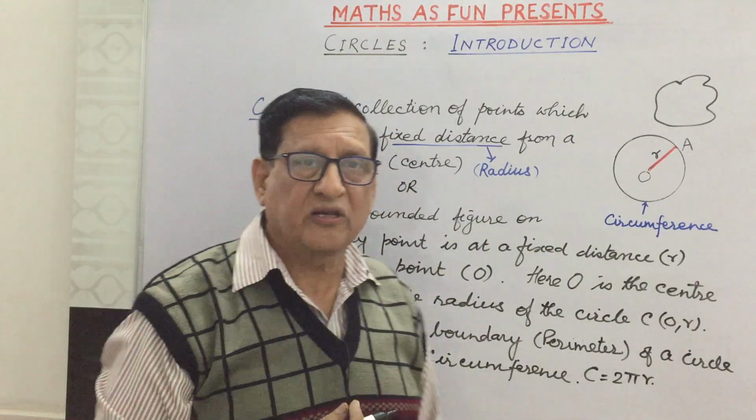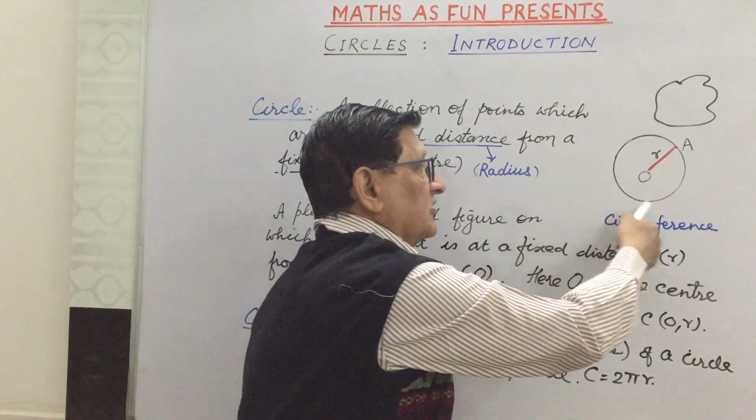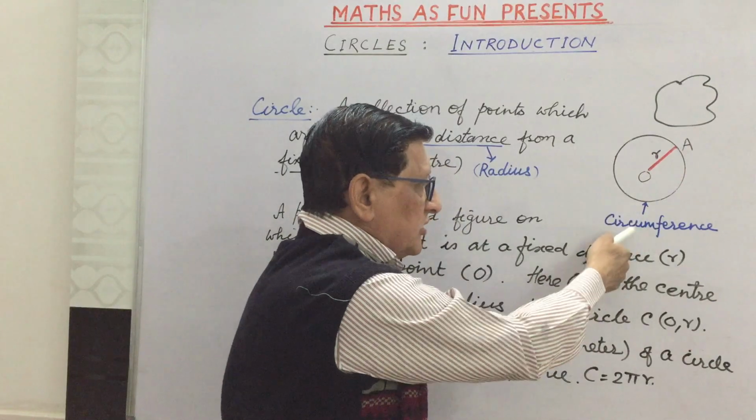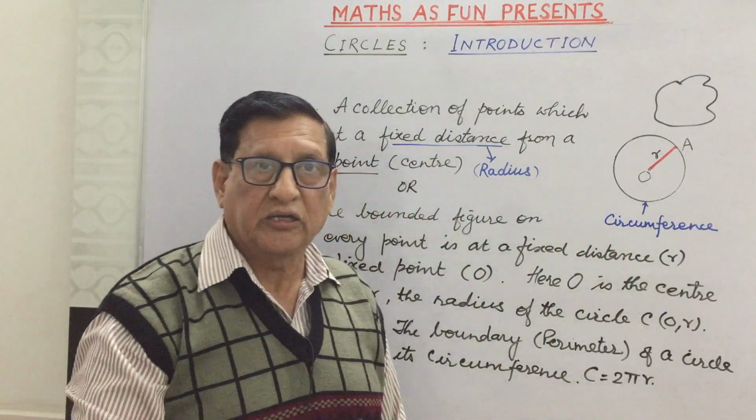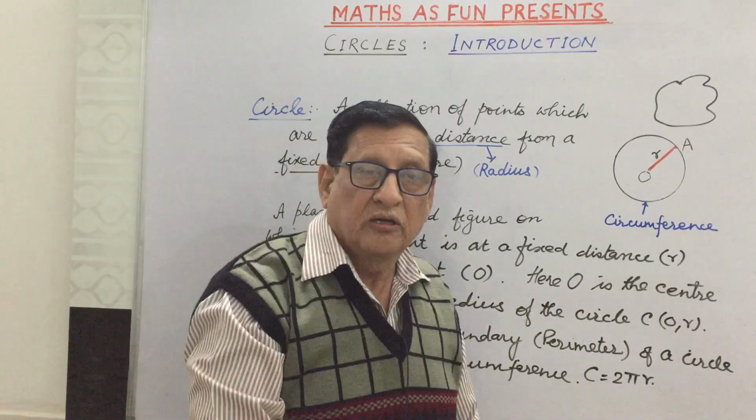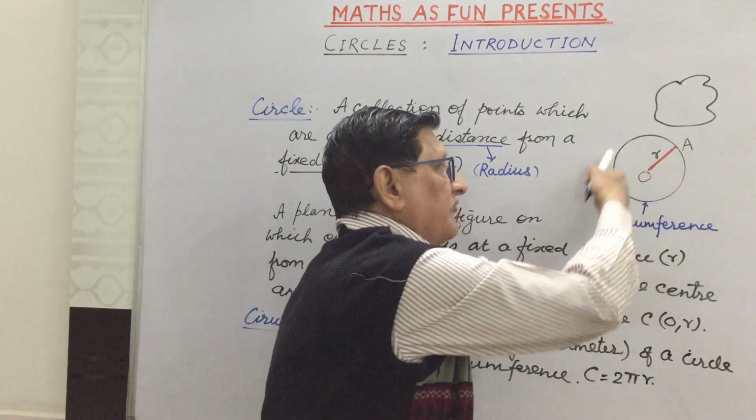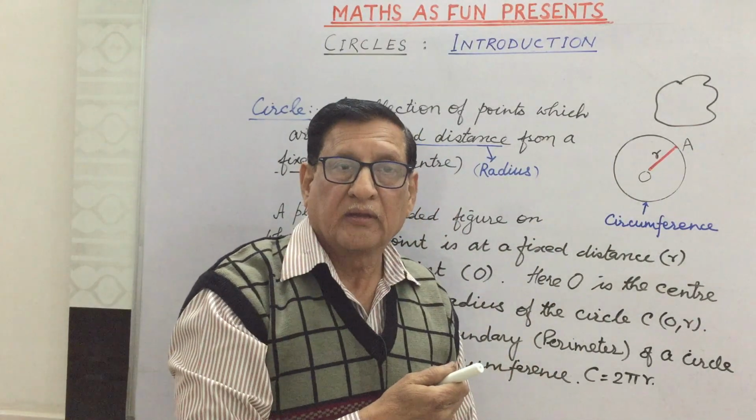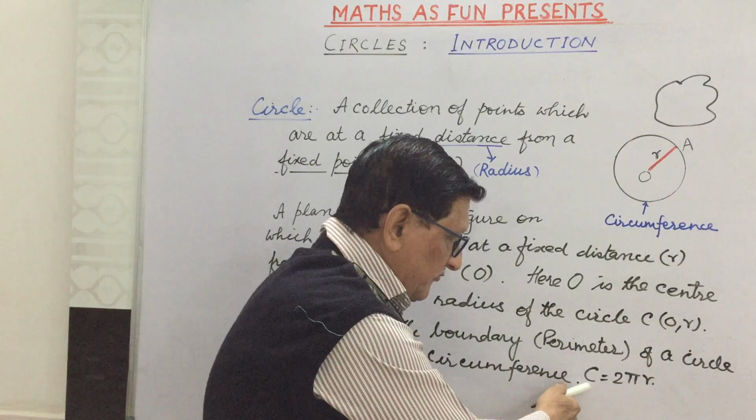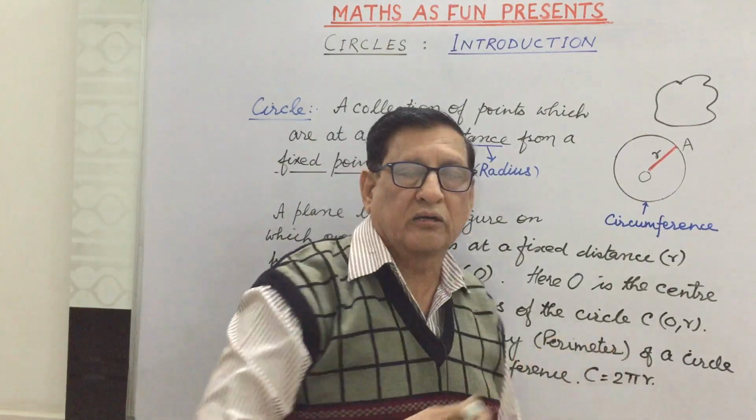What about the circumference? See here, the boundary of the circle, or we call it the perimeter of the circle. This is known as the circumference. It is represented by capital C. And if we want to find out the length of the circumference of any circle, if we know the radius as R, then the formula is 2 pi R.